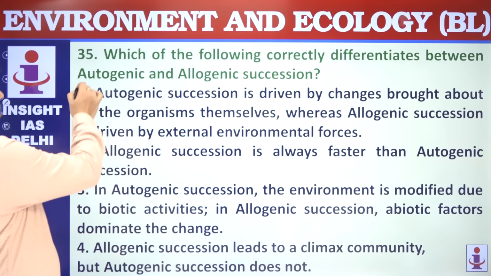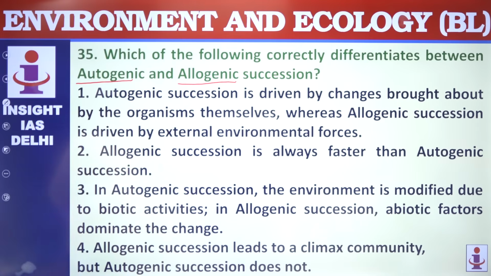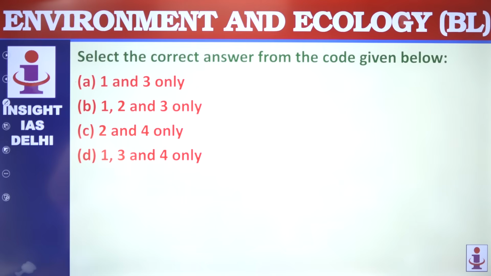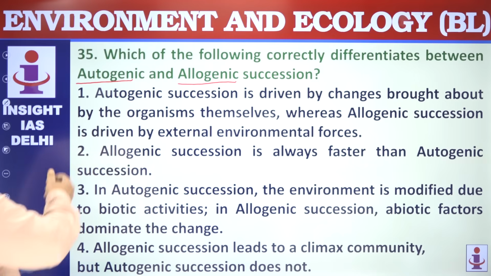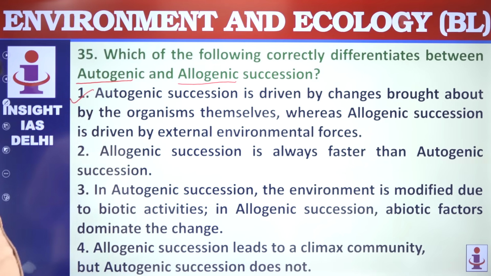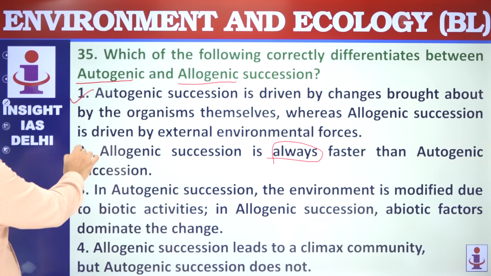Autogenic and allogenic succession. So 4 statements are given over here and the question is asking you to correctly differentiate. So autogenic succession is driven by changes brought about by the organisms themselves. Yes, this is autogenic, correct one. Allogenic succession is always faster, not necessarily always faster. So statement 2 is not correct.